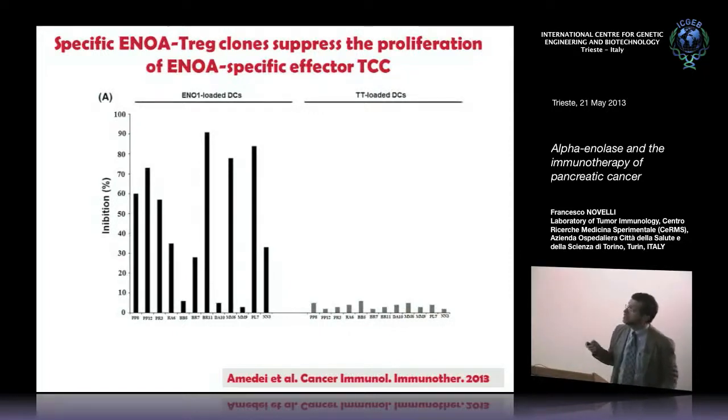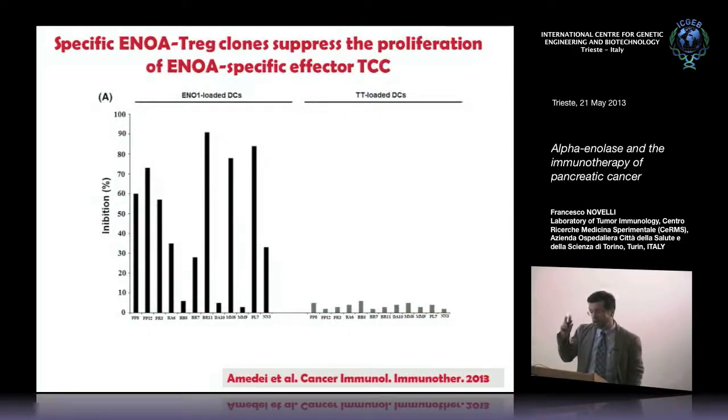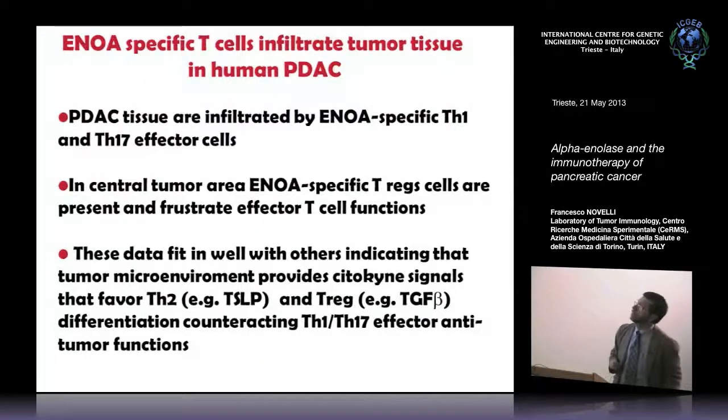the regulatory cells. So this indicates that in the central area of the pancreatic cancer tumor there are dendritic cells together with effector T cells, but there are also Tregs that are antigen specific, able to inhibit effector T cells. So the conclusion of this observation tells us that PDAC tissue is infiltrated by enolase-specific Th1 and Th17 effector cells. It tells us that in the central tumor area there are Tregs that are enolase specific, and they are able to frustrate effector T cell functions.